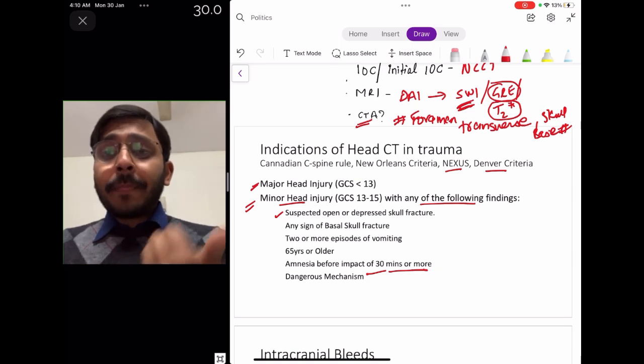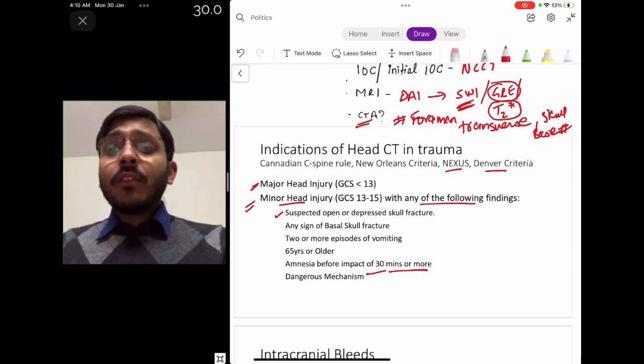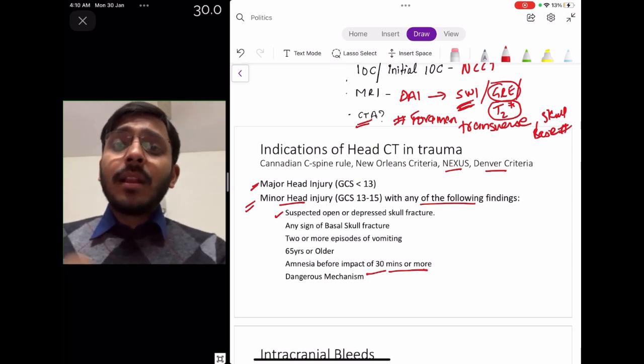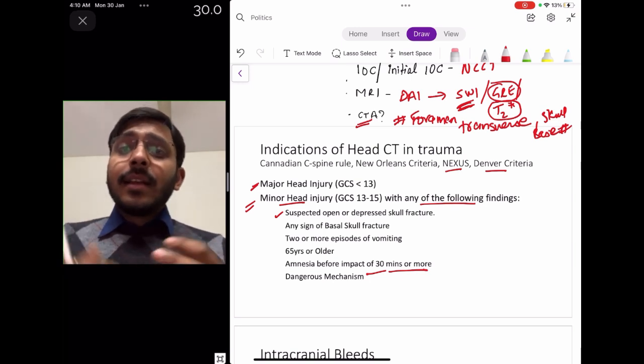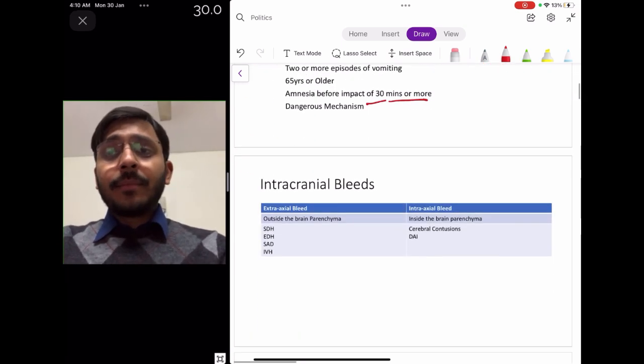65 years or older, even trivial trauma in such patients can result in a head trauma, so you'll do a head CT. Amnesia before the impact of 30 minutes or more, you want to rule out intracranial hemorrhage in such situations, so you'll do a head CT. In any dangerous mechanism, for example, a high impact accident, you want to rule out an intracranial bleed, so a head CT is warranted as well.